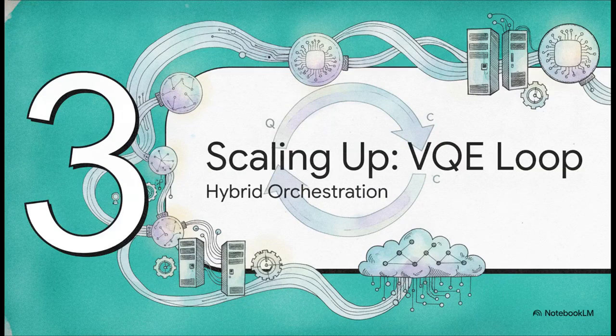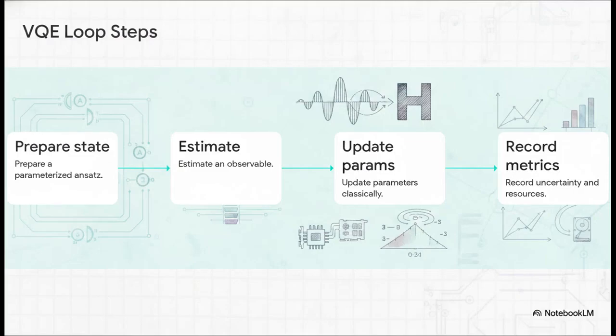Section 3. Scaling up the VQE loop, modern hybrid orchestration. Moving past simple circuits, we find that modern quantum programming is actually hybrid classical-quantum orchestration. This is best illustrated by a minimal variational quantum eigensolver, or VQE, pattern. The loop basically has 4 steps. Prepare a parameterized ansatz, estimate an observable like a Hamiltonian, update the parameters classically, and record the metrics.